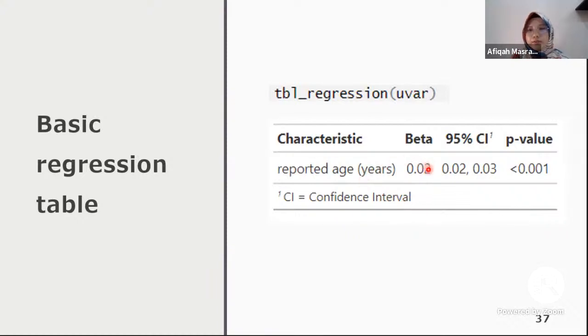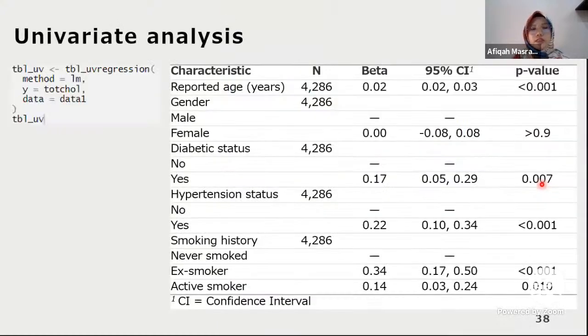For this example, if I use the linear regression for univariable, we get a better regression variable here. And afterwards, we have the 95% CI and the p-value as well. So that is the basic table regression.